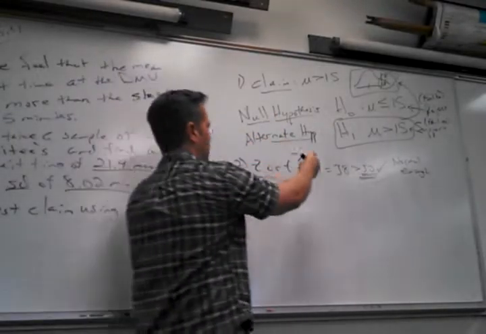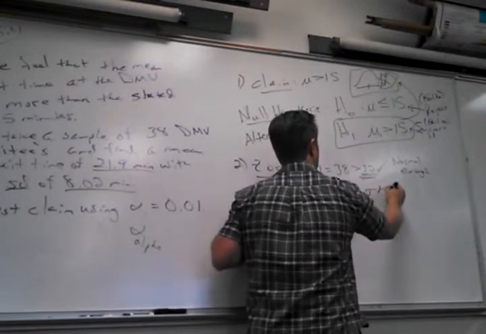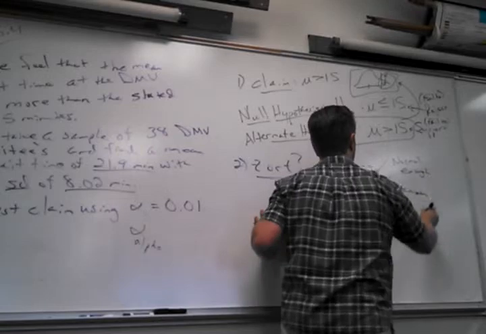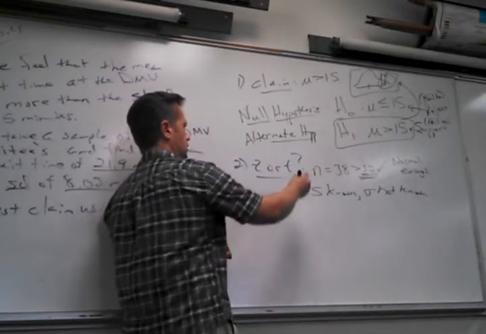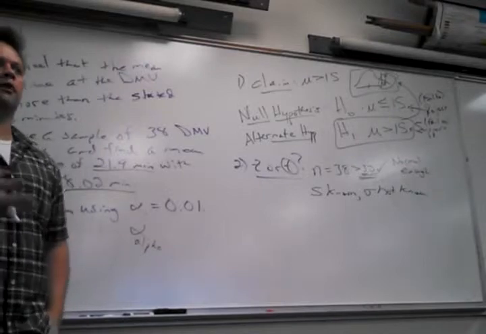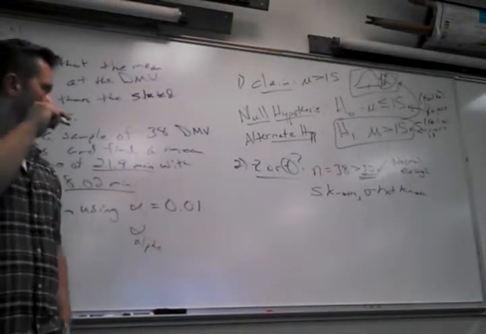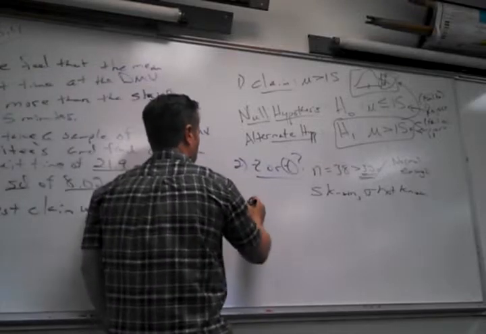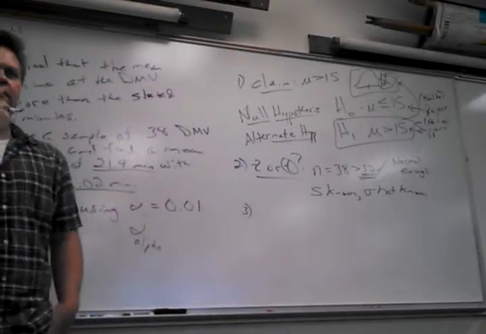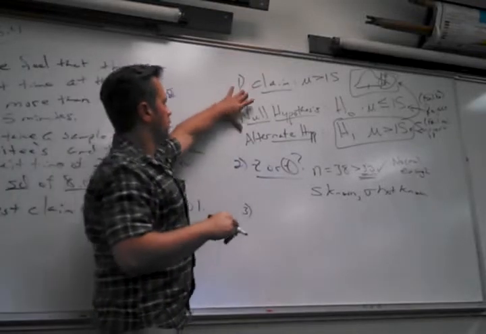So then, therefore, S is known, sigma not known. So which one do I use? T. Because that's why T-scores were invented. They were invented to help me when I didn't know the real standard deviation.